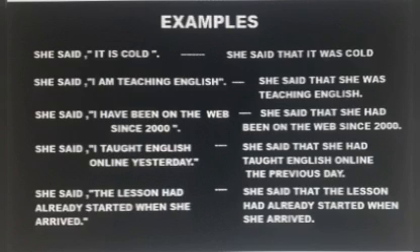Here are some examples from direct to indirect speech. Number 1, she said, "It is cold." She said that it was cold. Present continuous tense. She said, "I am teaching English." Indirect speech. She said that she was teaching English.